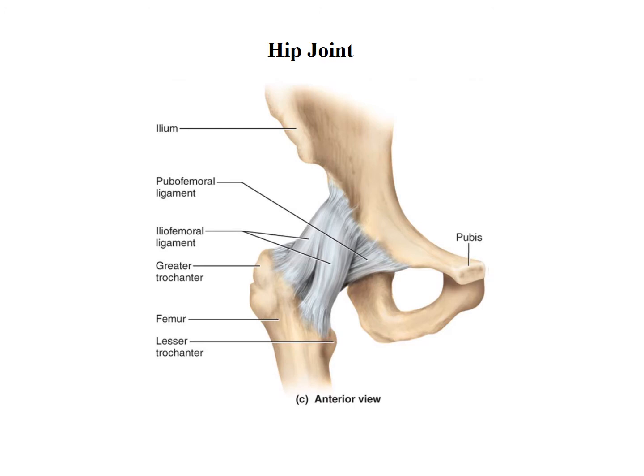First, let's identify the ligaments that attach the ilium to the femur. And this is the iliofemoral ligament here. The pubofemoral ligament is here. It attaches the pubic bone to the femur.